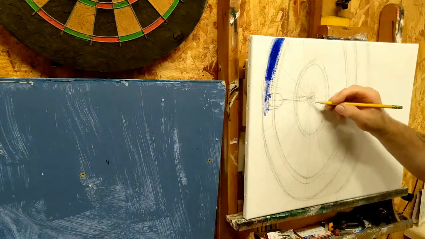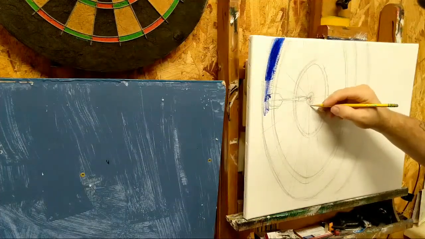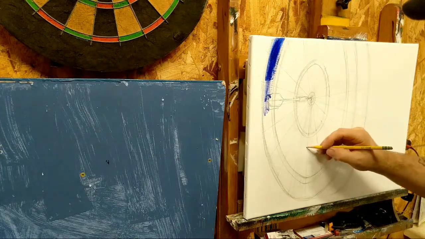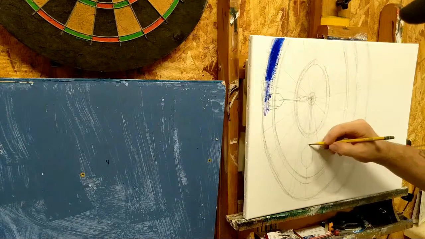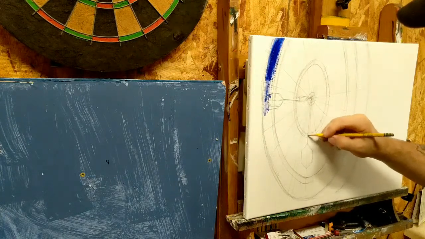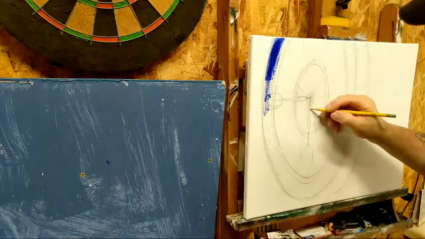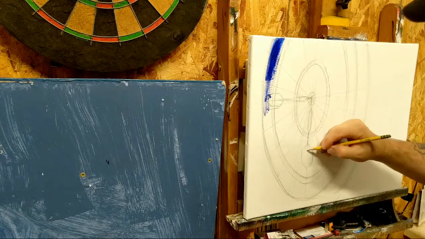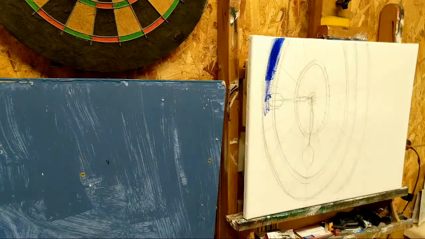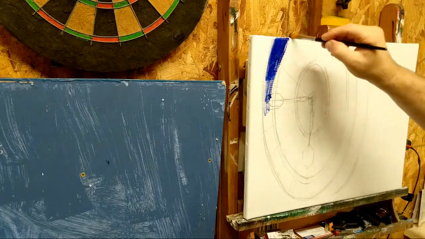So there's the dart, for better or for worse. And then you don't see the shadow. I know you don't see the shadow because neither do I. I'm making that junk up all the way. Artistic licensing here. I painted outside the lines. What am I, a child?